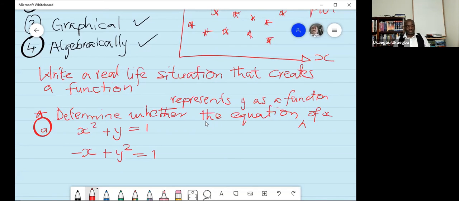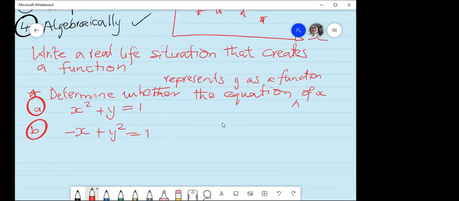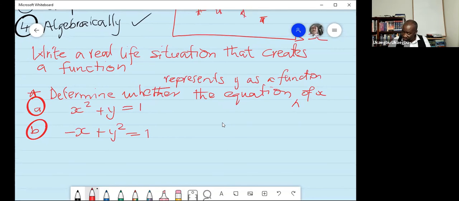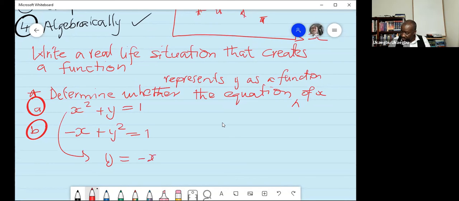Now let's look at the first one. Can you analyze the first equation? Can you solve for y in the first equation? Yes or no? Can you leave y on the left side and then every other thing on the right side? Yes. So that's what you need to do first. You can change this to say that y is equal to negative x squared plus 1.